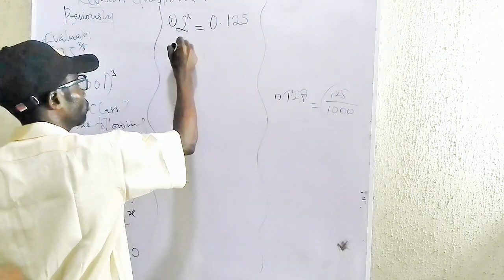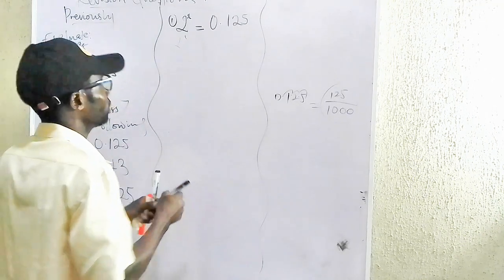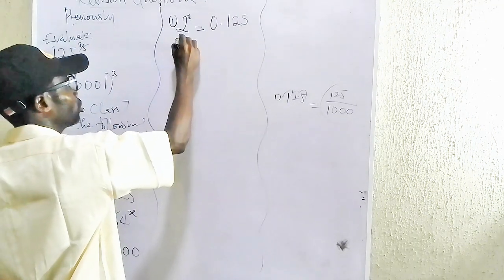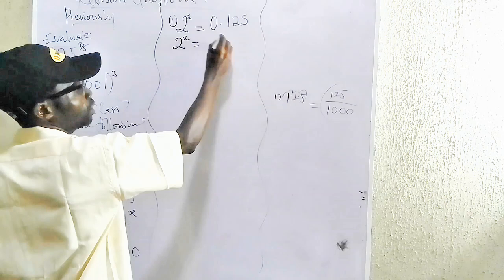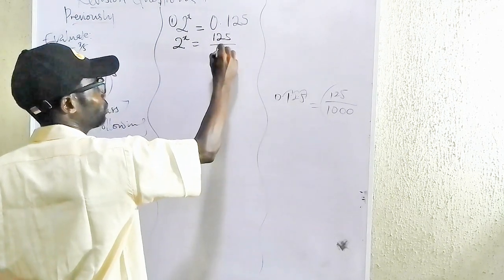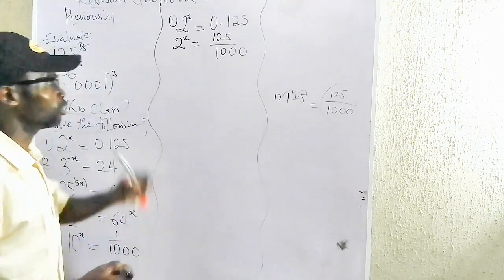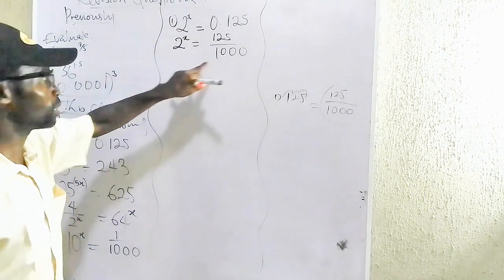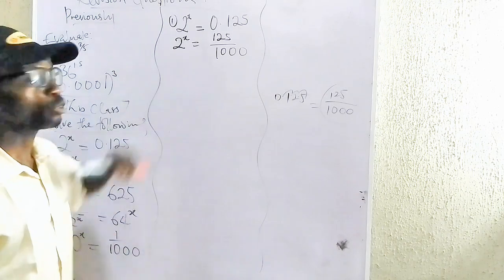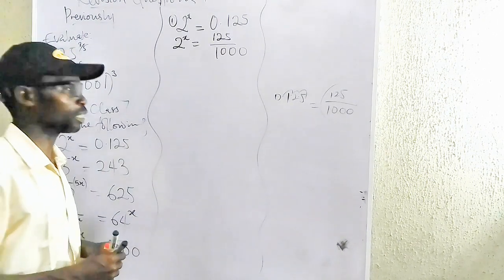So that means we have 2 raised to the power of x is equal to 125 divided by 1000. Now don't forget, our target is to make this place look like this. So this is 125 over 1000. We reduce it to lowest terms.